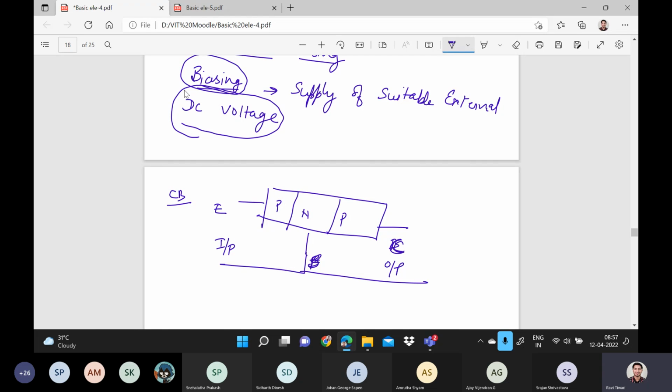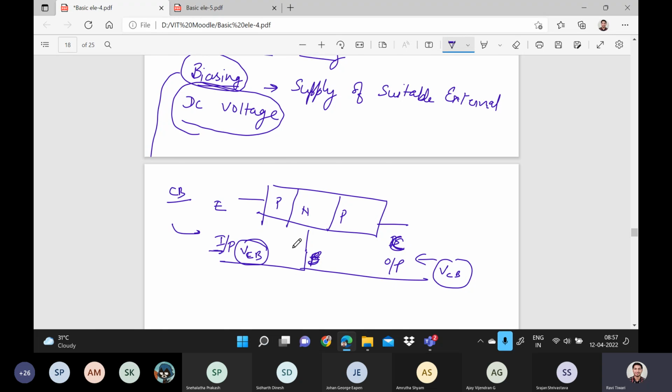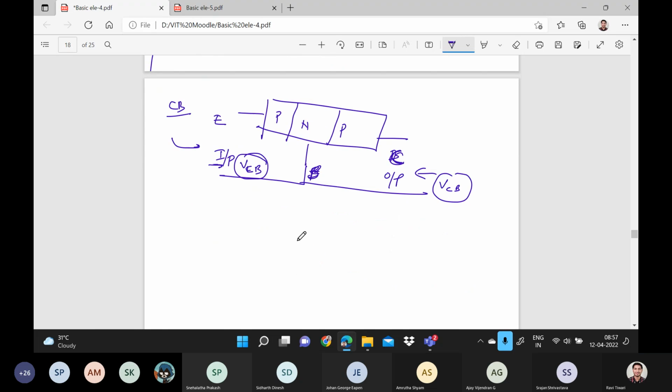What does biasing mean? We are providing the external supply for input and output. This is VEB, and this is VCB, for example. If we are providing these external supplies, this is called biasing. Based on this biasing, we have four regions of operation.